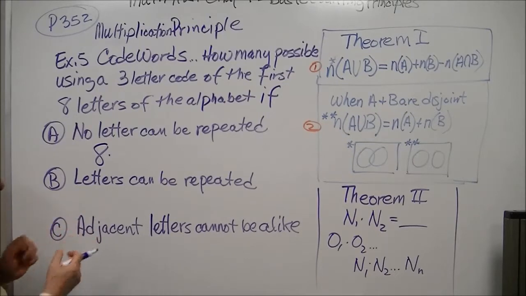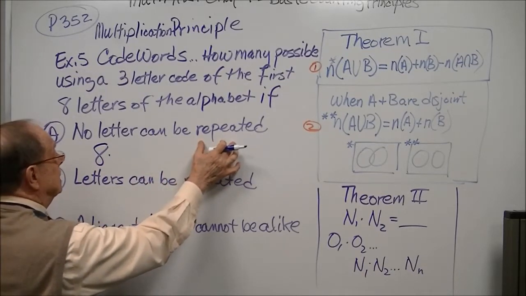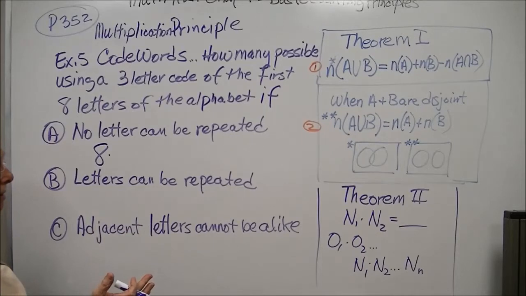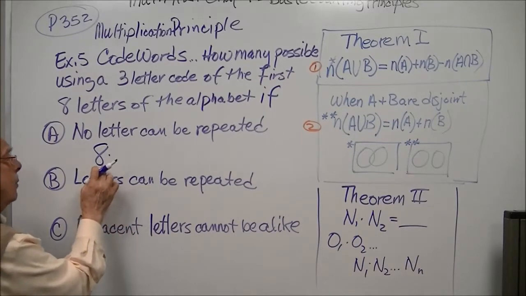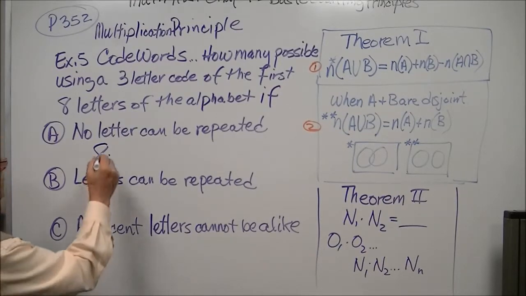And that'll be the first letter. And here, if no letter can be repeated, now here we had all of them, but now we can't repeat one of the letters, so we've used one. How many are left of the 8? Well, we can't use 1, so there are 7.